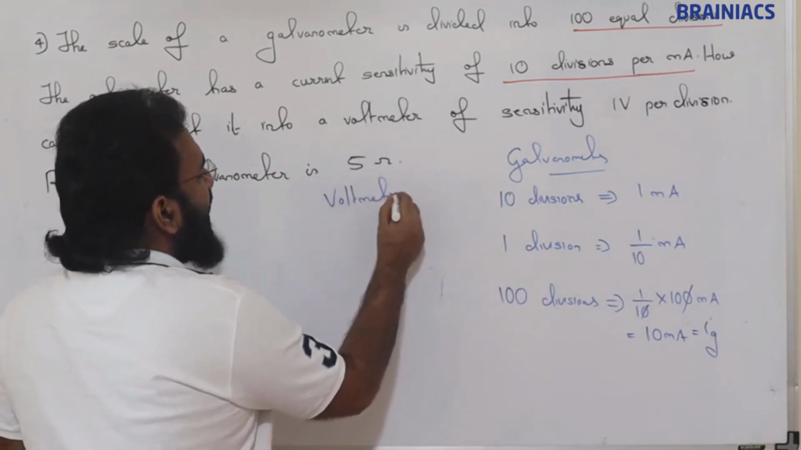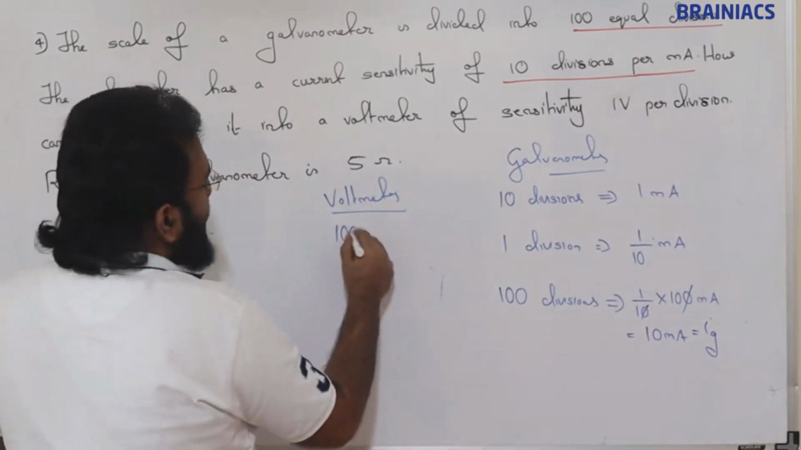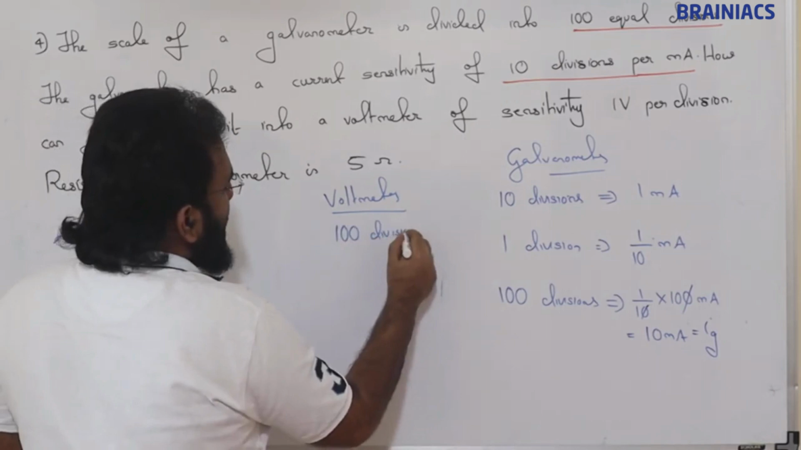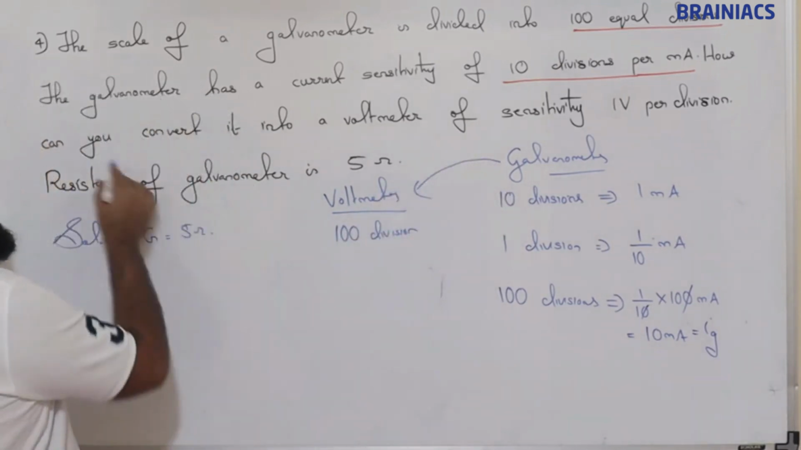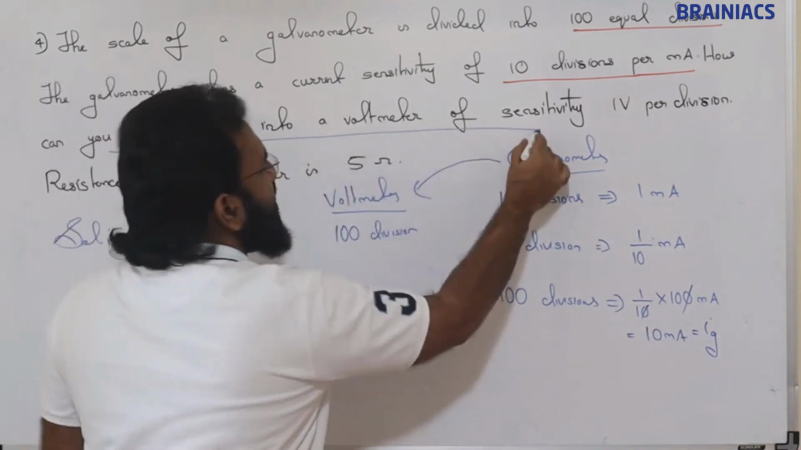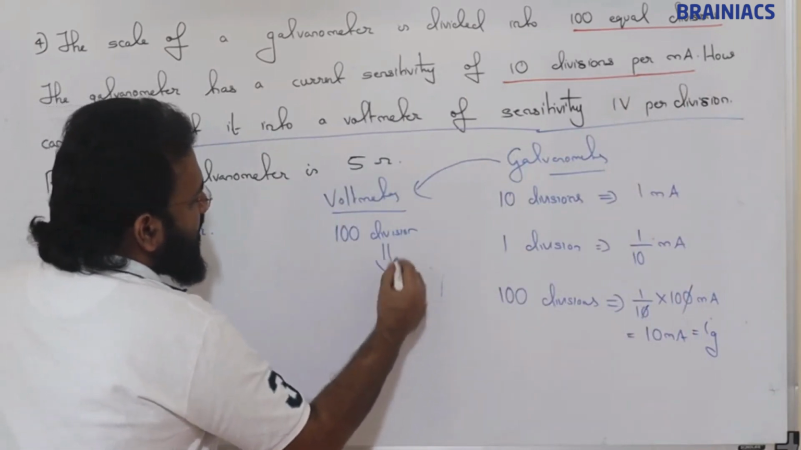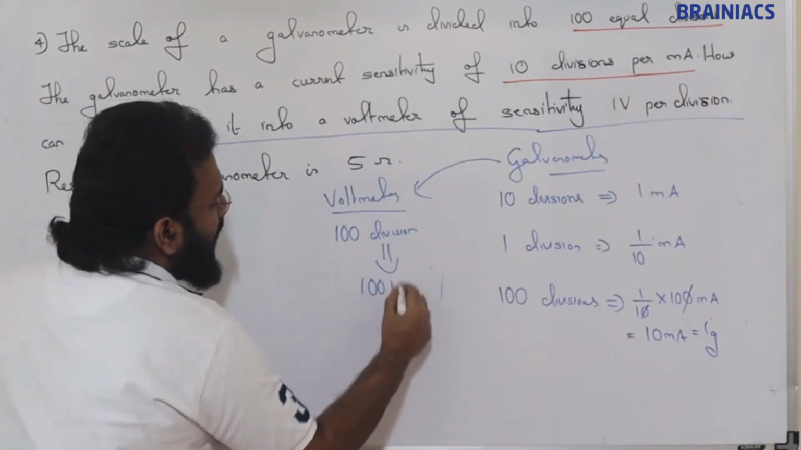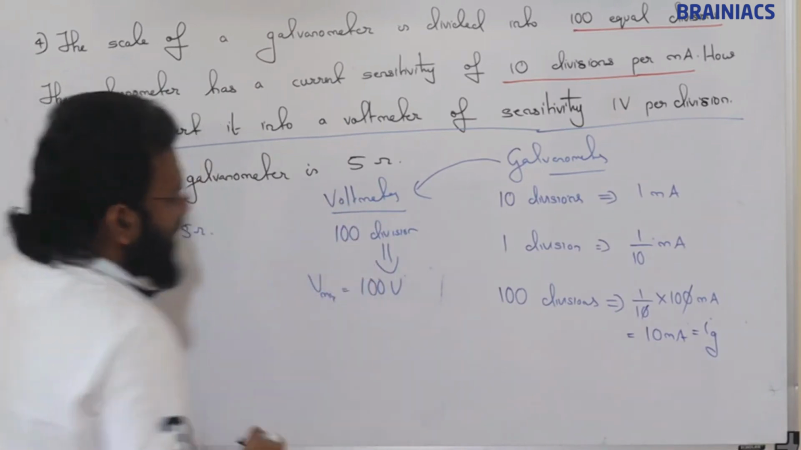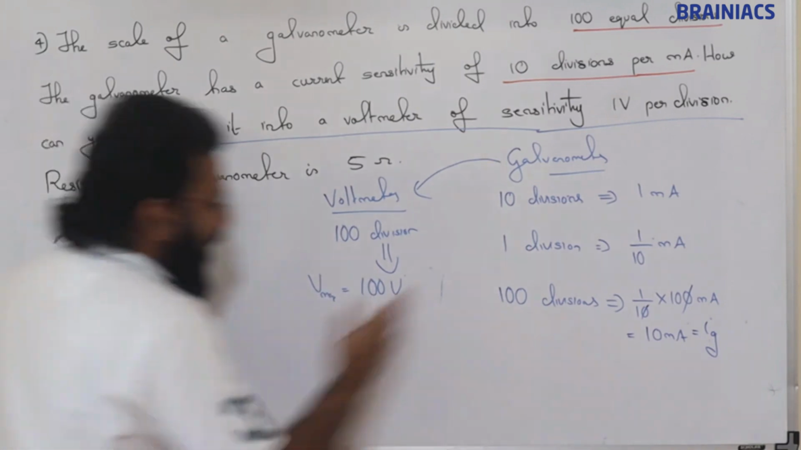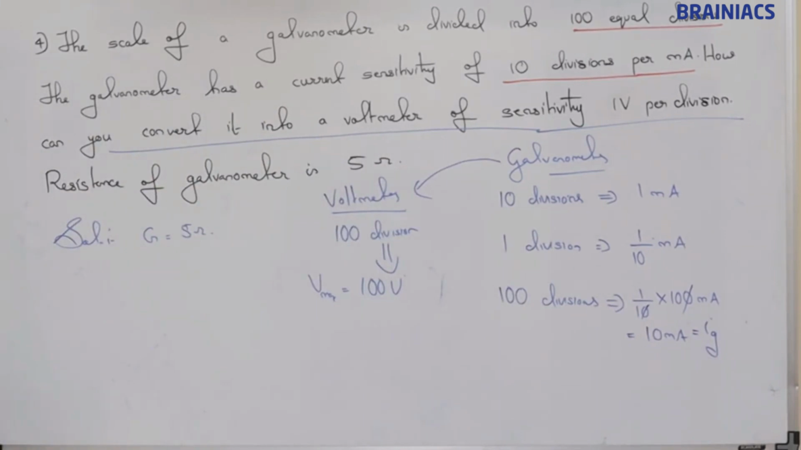When we convert it into a voltmeter, what are we doing? Still 100 divisions are there, because this galvanometer we are converting into a voltmeter. We need a voltmeter of sensitivity 1 volt per division. So 100 divisions means this is nothing but 100 volt. So the maximum voltage which it can measure is 100 volt when we pass the maximum galvanometer current through it. Okay, clear?